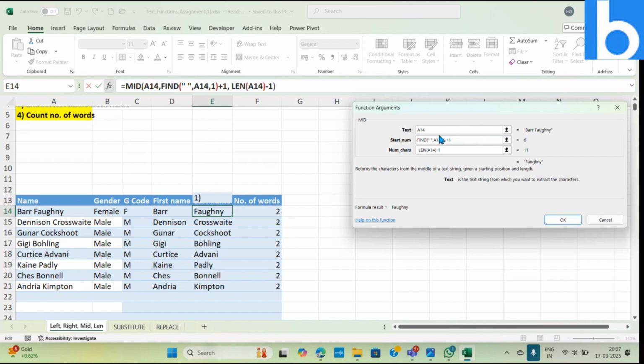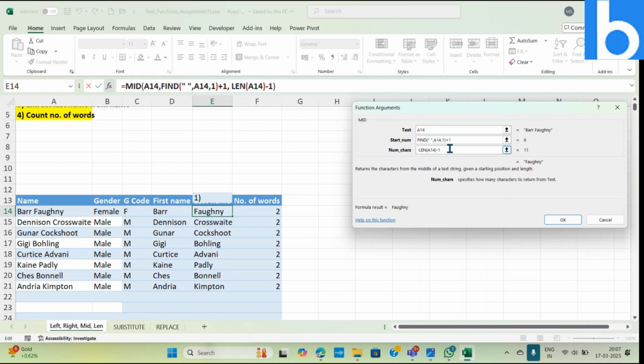Next is your A14, Barr Fogny. Start num is very correct. The next position is your space. The space here is appearing at the 5th position, so from the 6th position you are supposed to start. That's all fine. Number of chars here, why have you put it like this?